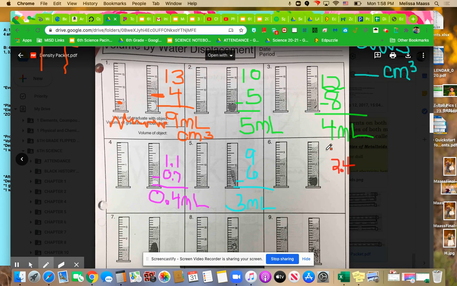Then we put the object inside. It rose to about 3.4. I think you guys can see that without a calculator, it's going to be a 1 as our answer. If not, use your calculator. And then we're going to do milliliters.